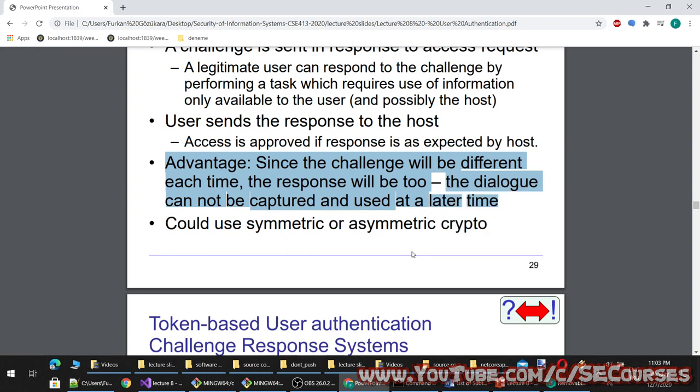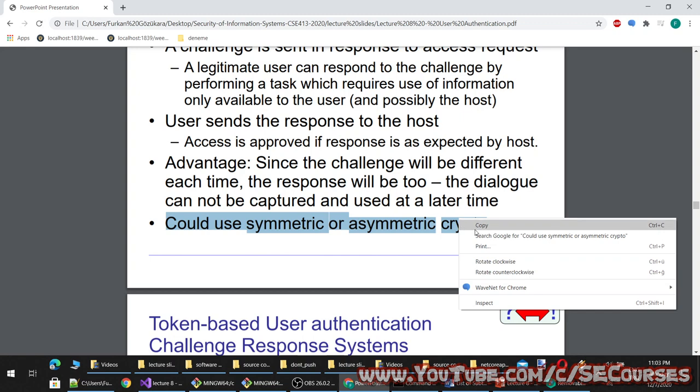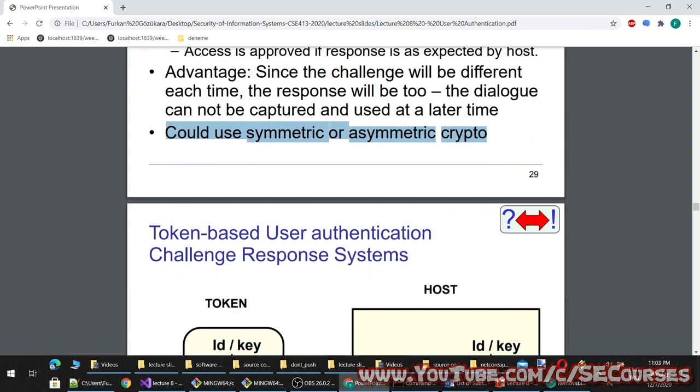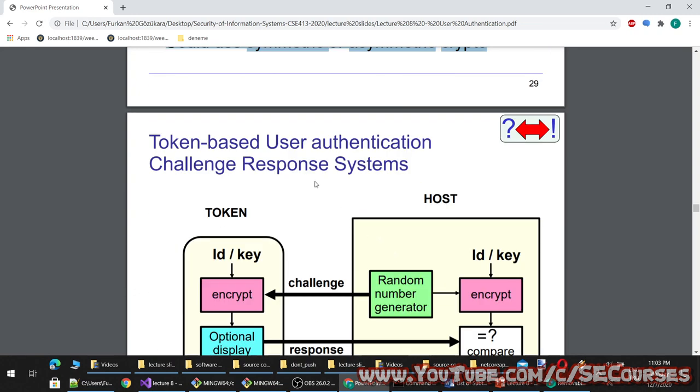Advantage: since the challenge will be different each time, the response will be too. The dialogue cannot be captured and used at a later time. Could use symmetric or asymmetric crypto.